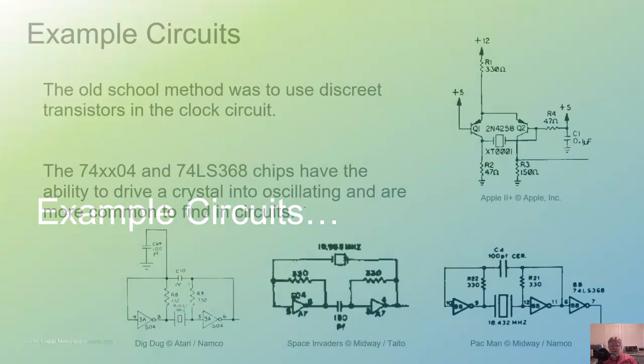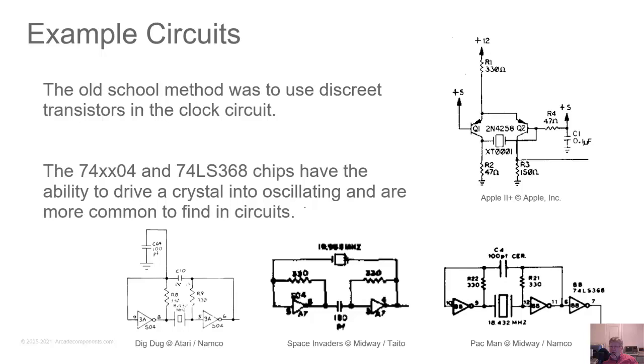Now let's look at some example circuits. In the old school method, they used transistors. You can see on the screen here a picture from the schematic for an Apple II Plus, and they used a couple of transistors to drive the crystal oscillator. That's easy, and it works, but more commonly you'll find things like a 74S04, a 74LS04, or a 74LS368. Those chips have the ability to drive into what they call the linear region, where you can actually use them to drive the crystal and create the pulses necessary to run the system.